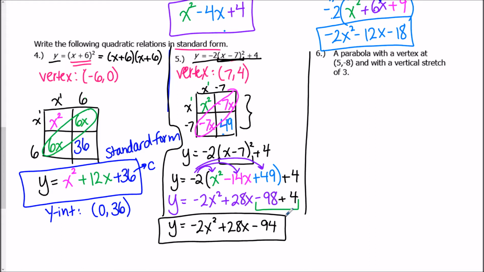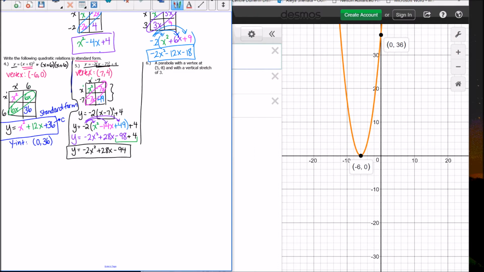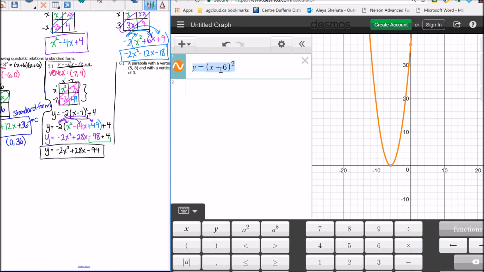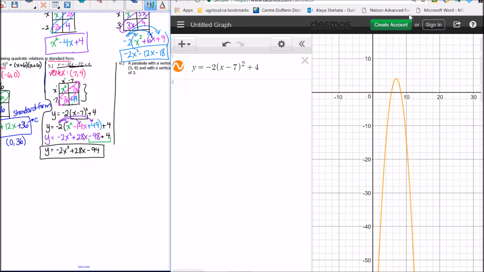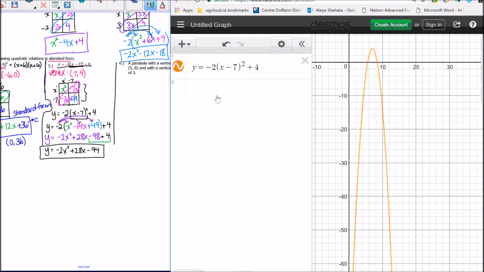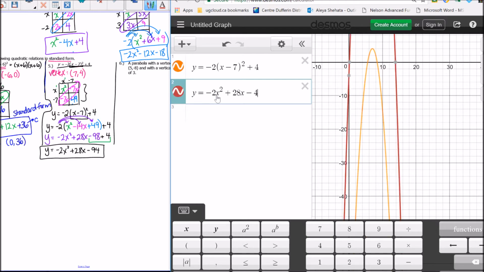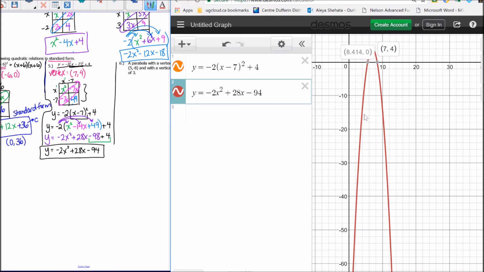So let's go back to Desmos and check to see if our answer here is the same as our answer here. The first thing I'm going to do is type in the original equation that we got in number 5. The original equation says y equals -2 times (x minus 7) to the power of 2 plus 4. And if you look, this is what we end up getting right here. Now let's type in the other one, y equals -2x squared plus 28x minus 49, or sorry, minus 94. And if you notice, they're exactly the same. They're exactly on top of each other. And the vertex was +7, +4.